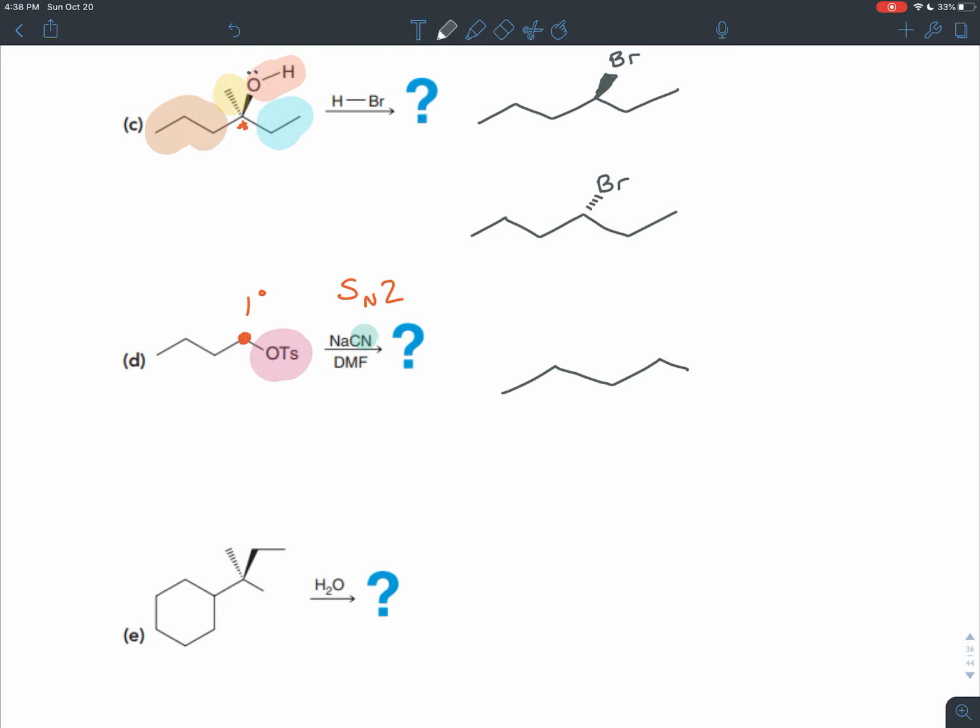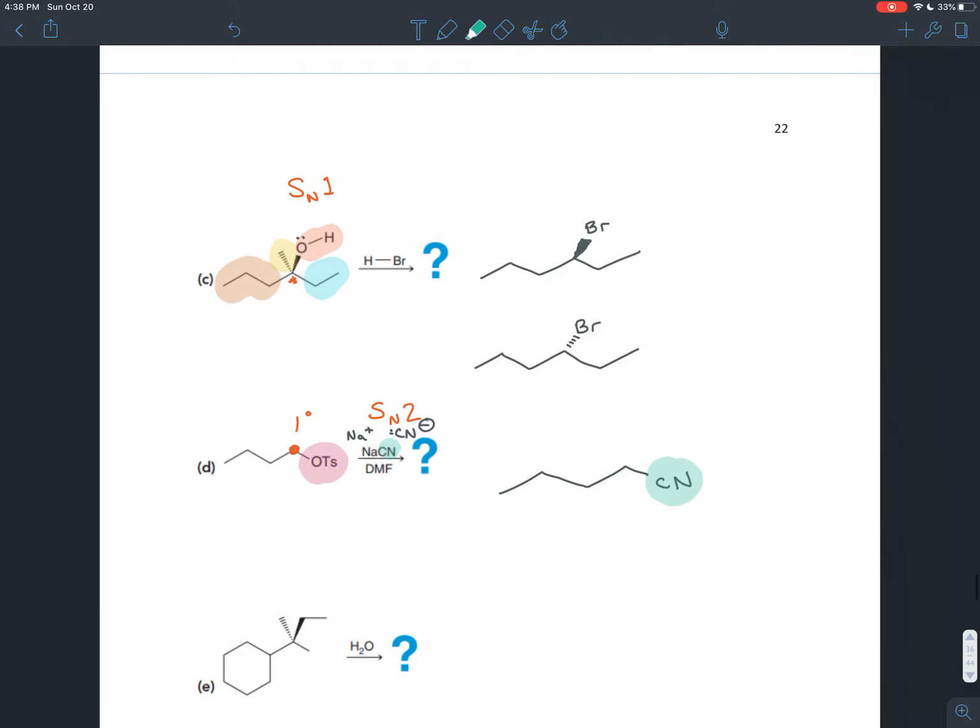Notice the sodium is a metal. It's going to give its electrons away. This CN will take them. So the CN is the nucleophile. So we replace the leaving group with that nucleophile, and that's our only product.